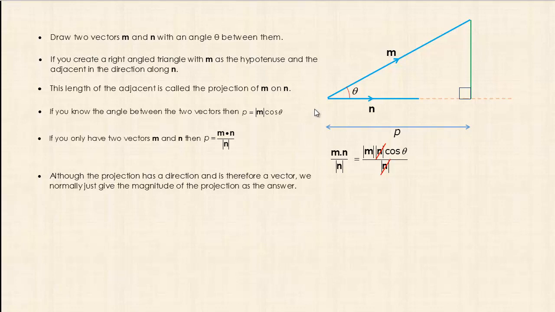The way that I often think about this is to think of m as being a stick put in the ground at an angle, and the sun is directly overhead. Its projection on the ground is the length of the shadow.